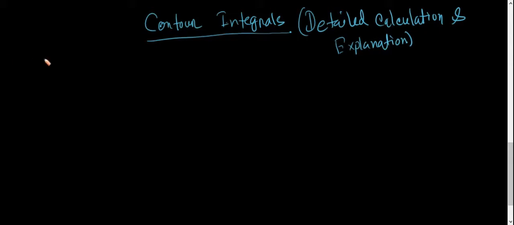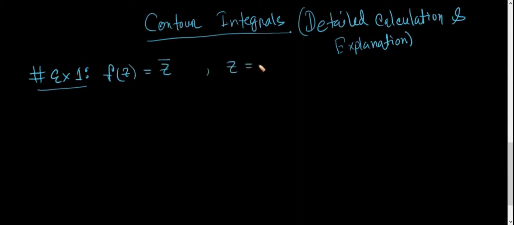So we are going to consider an example. Let's call it example 1, and we are going to consider a function f of z which is z bar, and remember that z is just x plus iy. It's just a complex number and your function is z bar. That means z bar would be x minus iy, and we'll see how the idea of parameterization is inherited to this evaluation of these contour integrals.